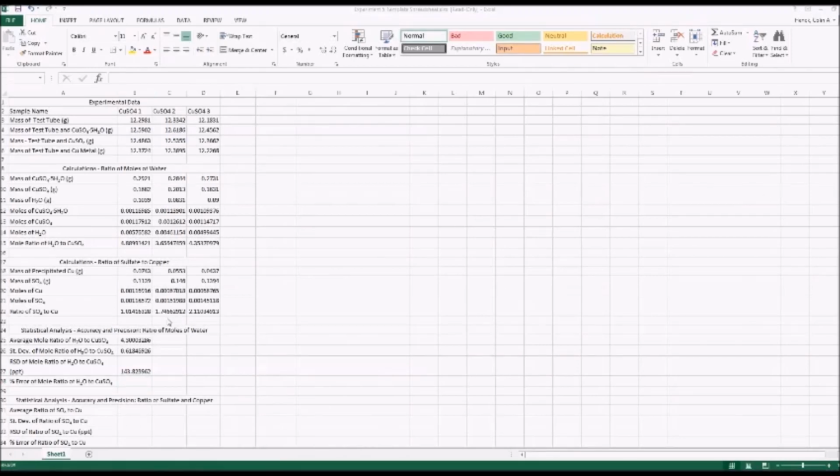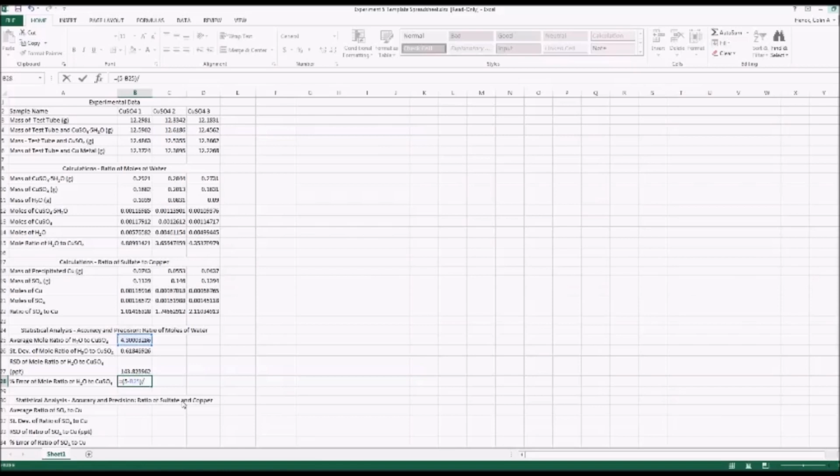In order to determine the accuracy of this particular part of the experiment, we need to compare it to the moles of water that we expected to find, which in this case is 5. To do the math, we take the accepted value, 5. We subtract the average experimental value for the moles of water to the moles of copper 2 sulfate, which is 4.3 in cell B25.